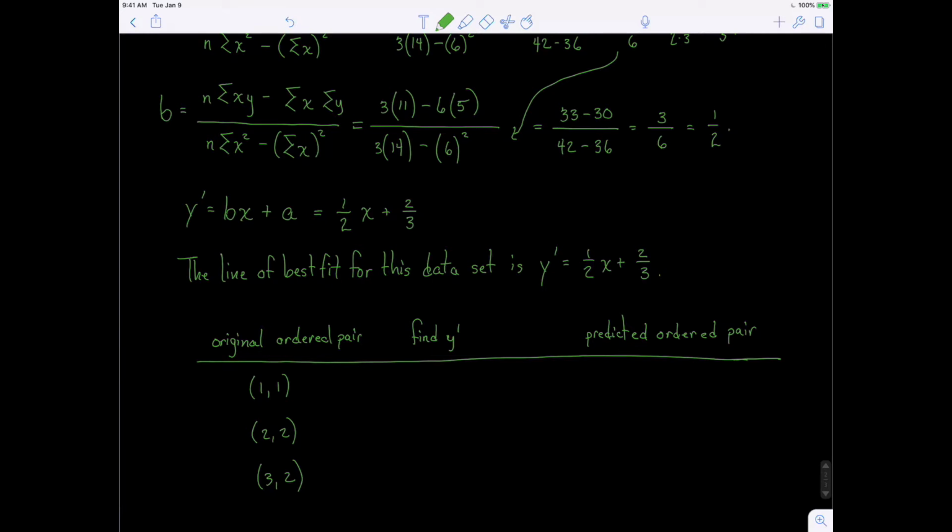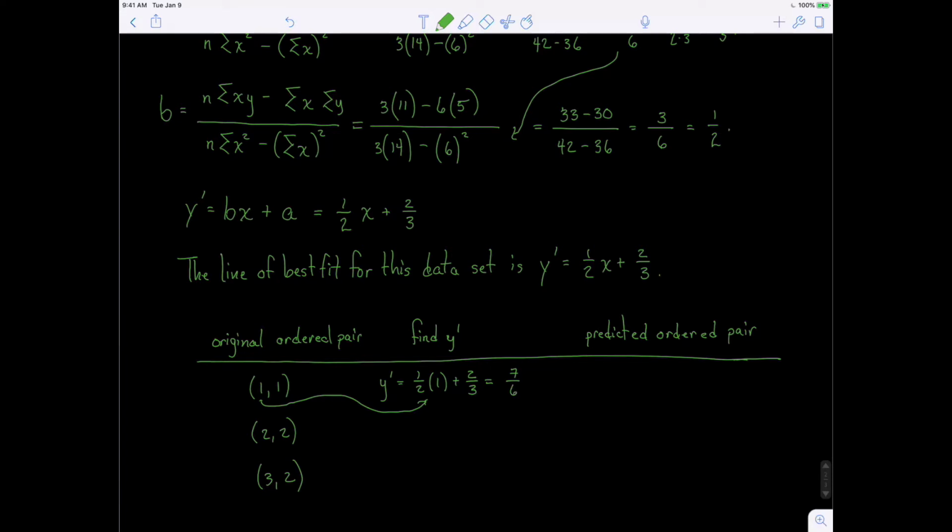All right, so to find y prime, here's what we do. We'd say y prime equals 1/2, and then we plug in the x value. So we're going to put that in for the x. So 1/2 times 1 plus 2/3. And you can put that in your calculator as 1 divided by 2 times 1 plus 2 divided by 3. And then if you use the math and the fraction button, you'll find that you get the fraction of 7/6.